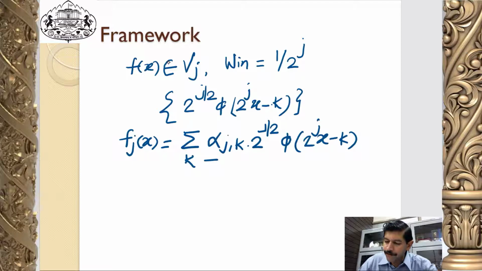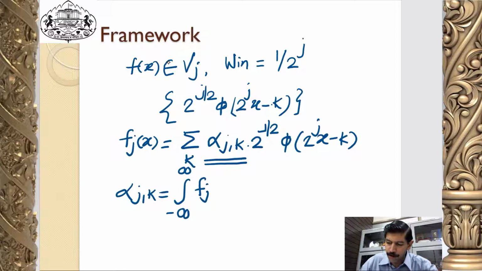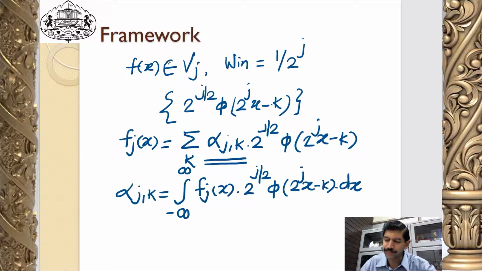And these alpha values are the approximation values, since we are working with phi, which is our scaling function or low pass filter. And then the formula for alpha jk will be the integral from minus infinity to plus infinity of fj of x into 2 to the power j by 2, and we'll use the same kernel, 2 to the power j x minus k, into dx. So this is the framework for the scaling equation or the scaling function.